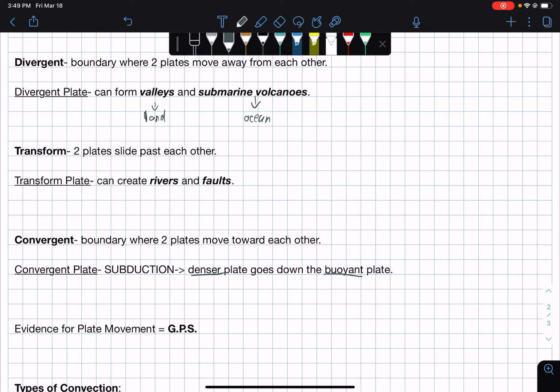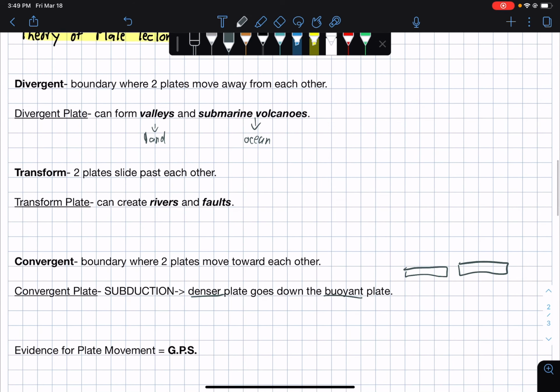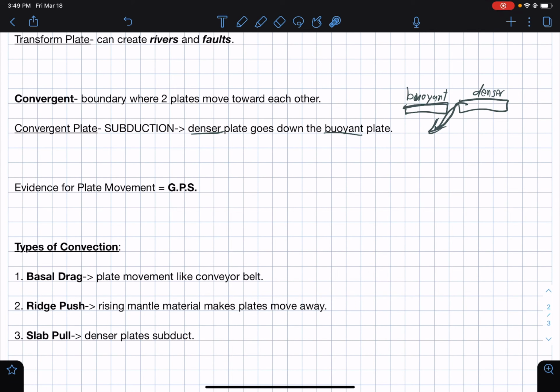Let me illustrate. So, for instance, we have two plates, and when convergent based earthquake happens, for instance, this is the denser plate, and this is the buoyant plate. The denser plate would subduct or go down the buoyant plate. So yeah, that's it.